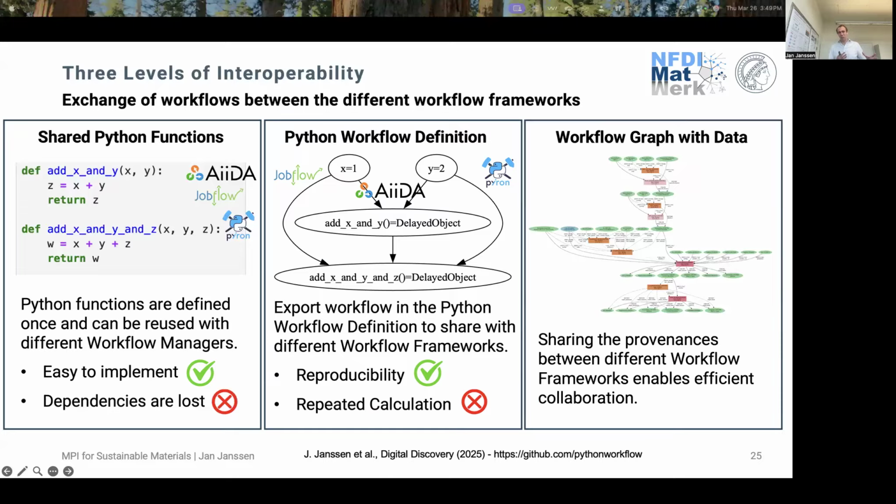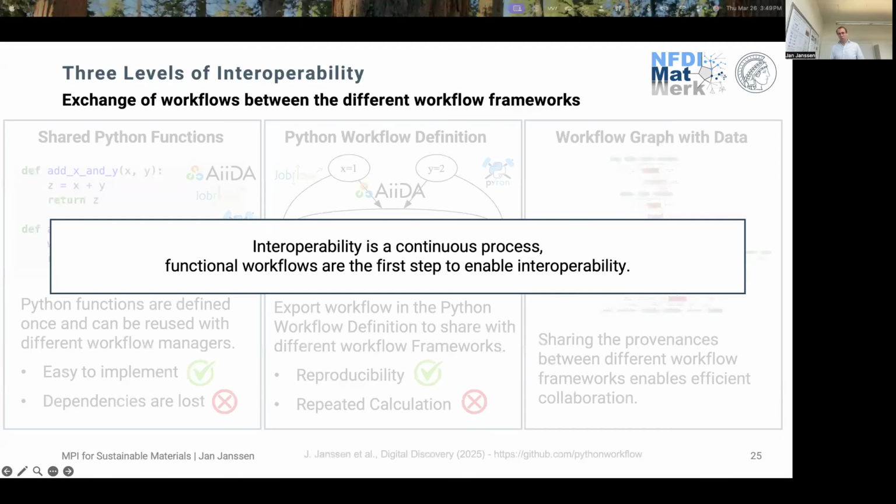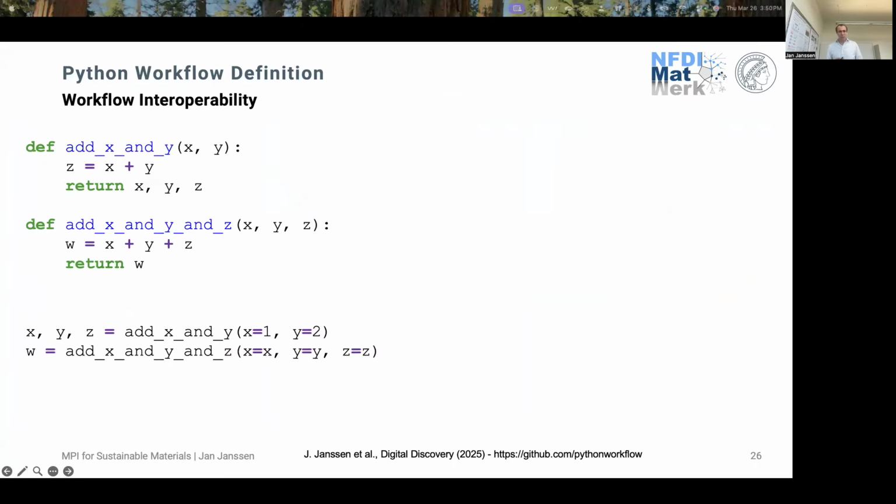The final step, and that's still work in progress, is this idea of sharing not only the workflow, but also the underlying data. So that's still a bit more challenging. We haven't addressed this completely yet, but that's really the next step: not only share the workflow, but also the attached results between the different workflow frameworks. Just to highlight again, we don't try to do this in a closed environment, but really leverage workflows for the community to be interoperable.